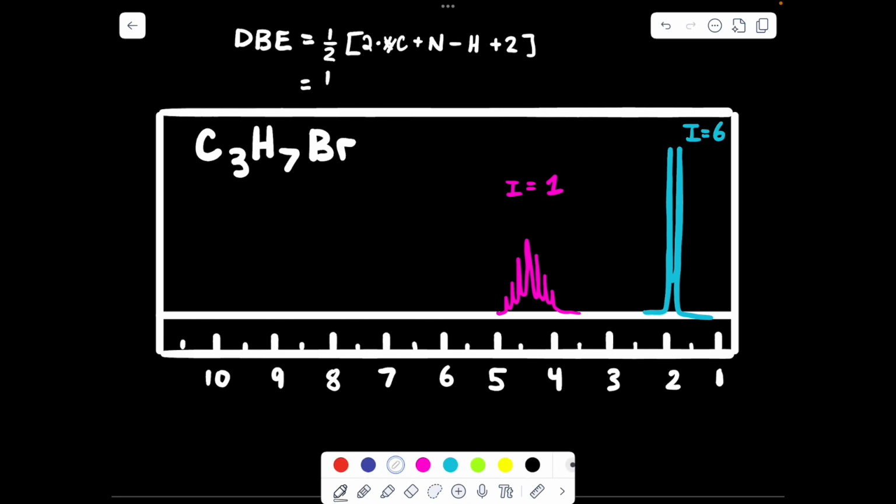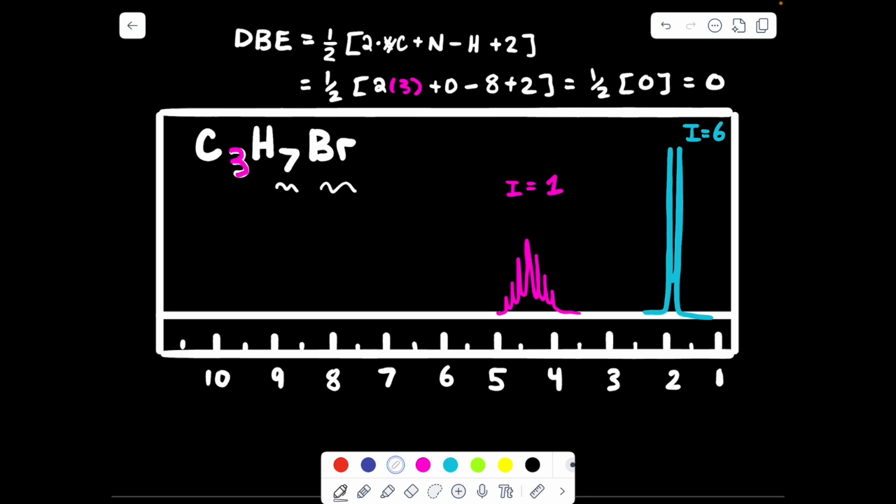So here, it would be equal to 1/2 and then 2 times the number of carbons. There are 3 carbons, so 2 times 3. And then number of nitrogens, there is none, so plus 0. And then minus the number of halogens or hydrogens. 7 hydrogens and 1 bromine equals 8, so minus 8. And then plus 2. If you add up everything in the brackets, you have 6 minus 8 plus 2. That is going to be equal to 0, so the number of double bonds is 0.